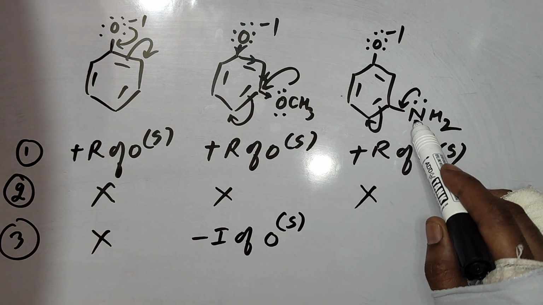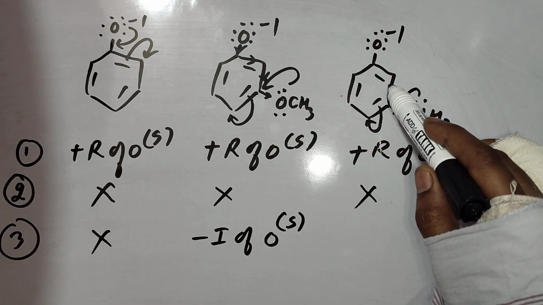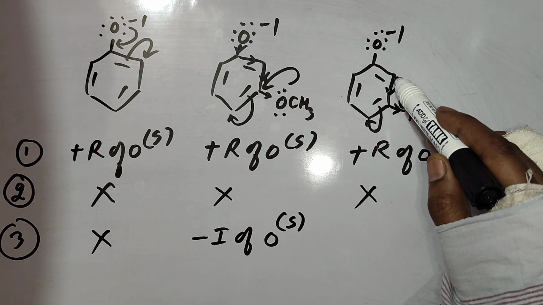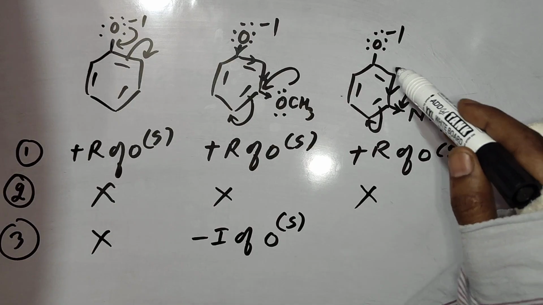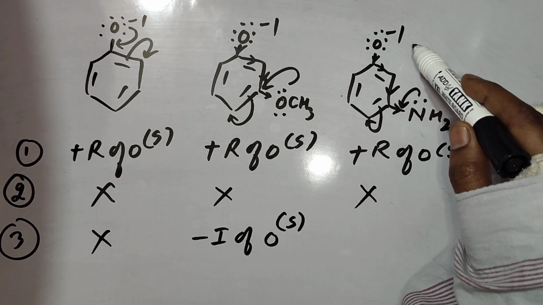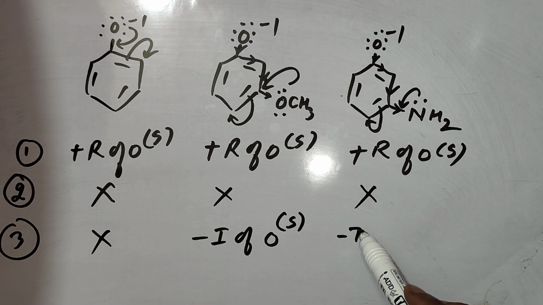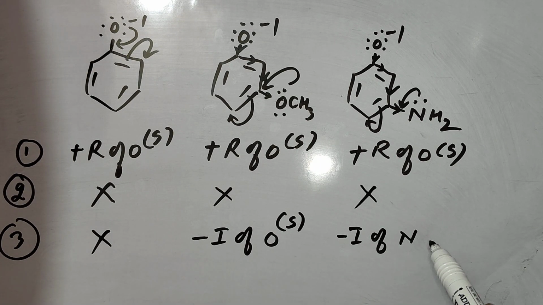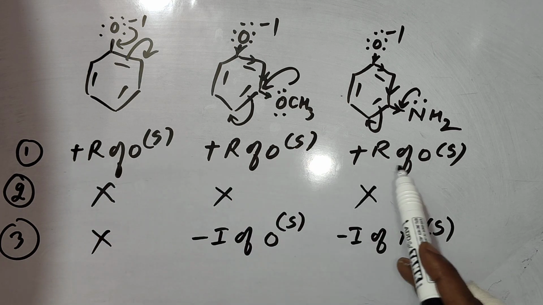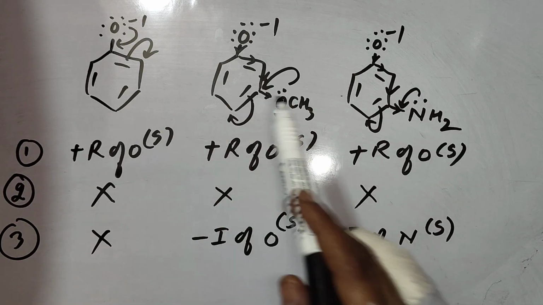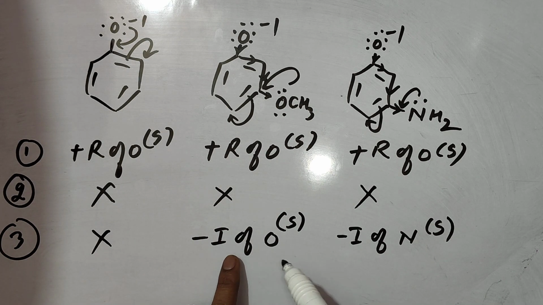Same here, nitrogen is more electronegative than carbon, so it will attract electrons. In turn, this carbon will attract electrons from this carbon and this effect will continue, due to which the negative charge of this oxygen will decrease. Means minus I effect of nitrogen is stabilizing this oxygen. That's it. All the factors are written. Now it's time to conclude. This factor is stabilizing all the anions equally. Here also we have stabilizing factor. Here also we have stabilizing factor.